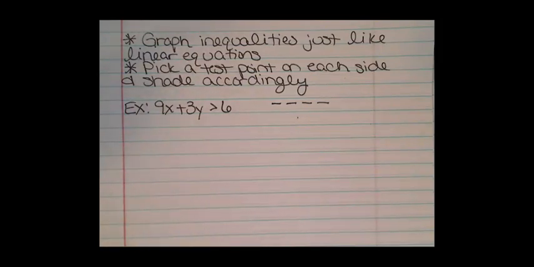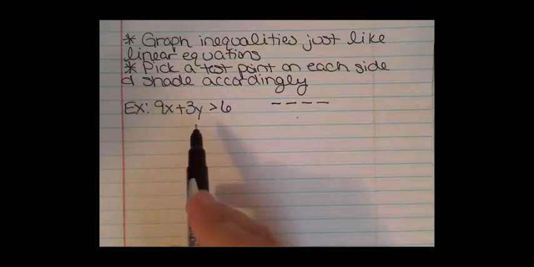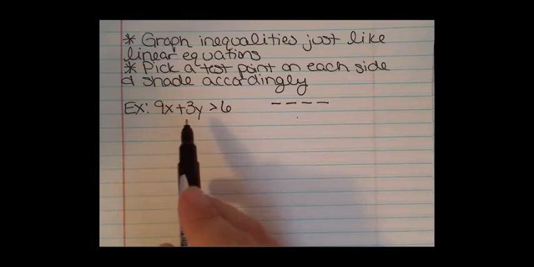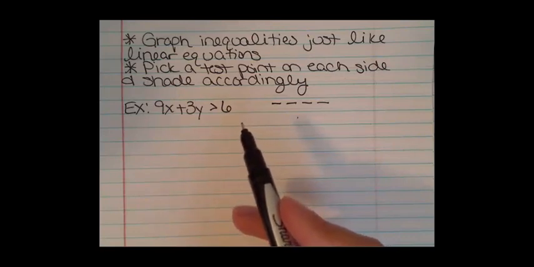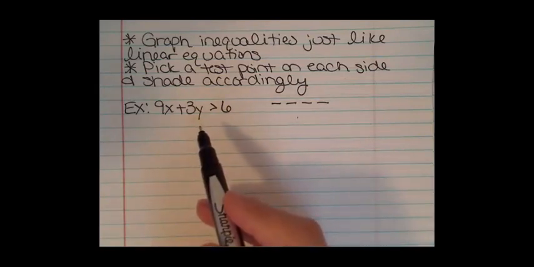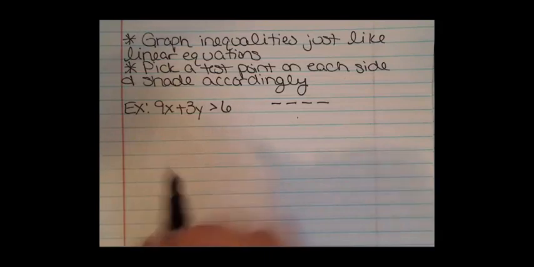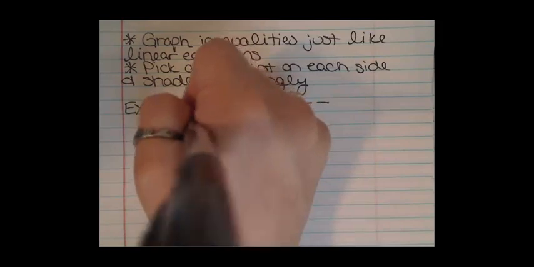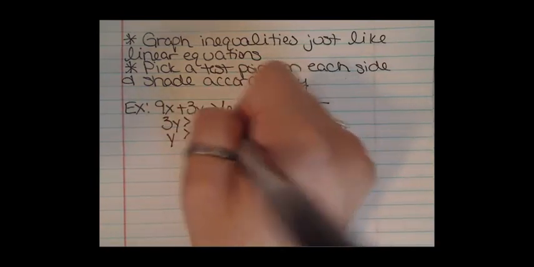If this was an equal sign right here, how would we go about trying to get this to where we could graph it? We'd need to get it into y equals mx plus b form, right? That's what we did in 4.3, 4.4, and that's what we need to do here. So let's get y by itself. We're going to subtract our 9x over to get 3y is greater than negative 9x plus 6. Then we have to divide everything by 3. So we get y is greater than negative 3x plus 2.